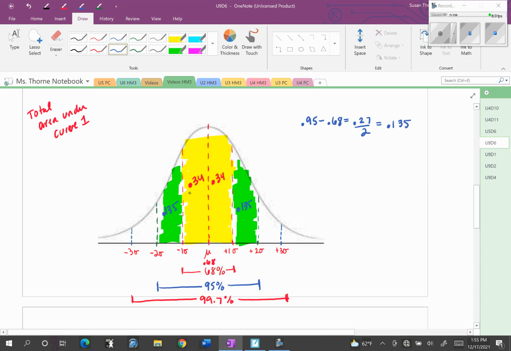And then we know that from 3 standard deviations, the mean is 99.7. So we know this, again, was 0.95. This would be 0.997. So if I want to figure out this area and this area underneath the curve, I'm going to take the 0.997 and I'm going to subtract it from 0.95, and that gives me 0.047. Divide that by 2 because we have it on both sides, and that gives me 0.0235. So this would be 0.0235.